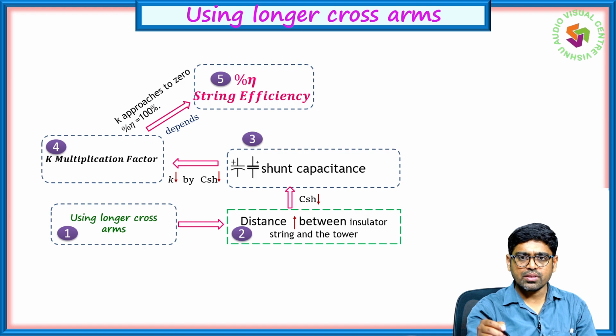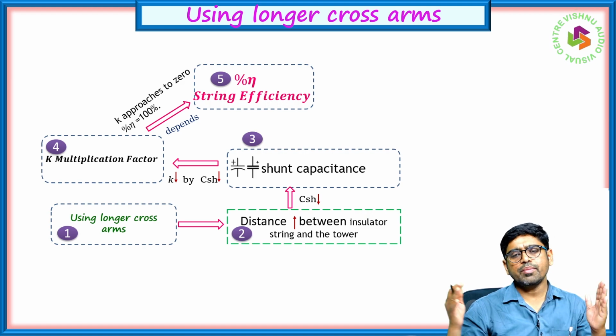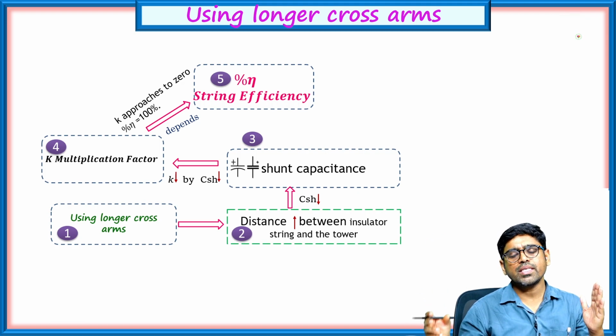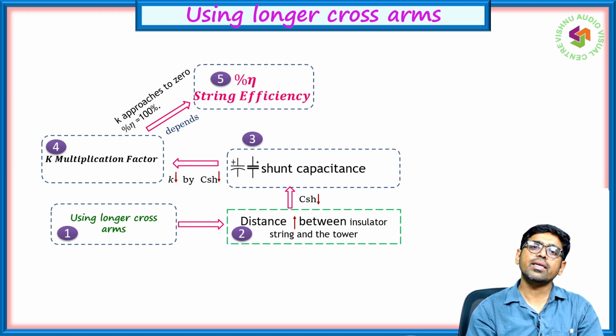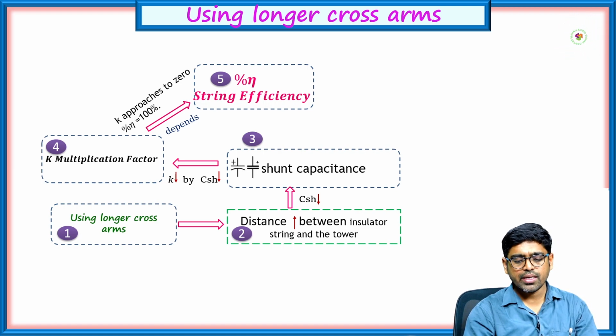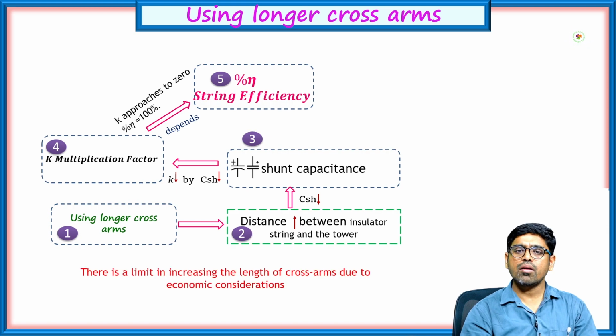So how you can improve the string efficiency using longer cross arms is, as the cross arms get longer, the distance between the disc suspension insulator and the tower increases, so the shunt capacitance effect decreases. As the shunt capacitance decreases, the K value decreases. As K decreases, the string efficiency can be improved. So like that we can improve the string efficiency by using longer cross arms.